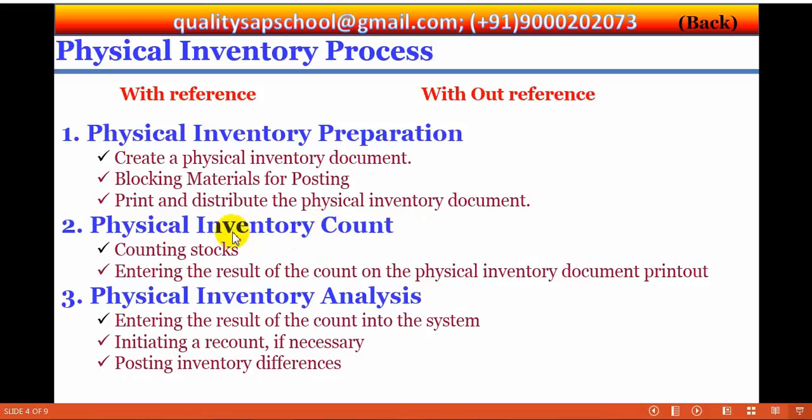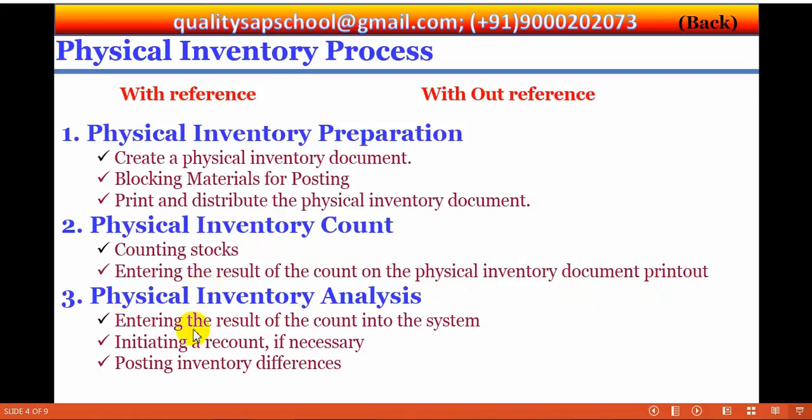So in the next phase they are going to count the stock. They will count the stock outside, physically. Afterwards they enter the results of the count in the physical inventory document and print out. So they are going to enter the values in the system. Afterwards they will print them out. It is the second phase.